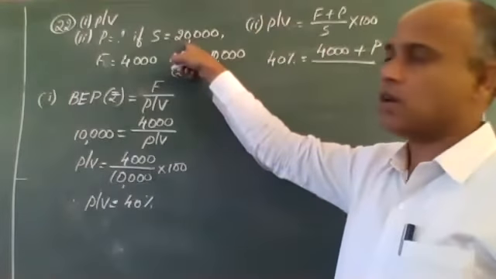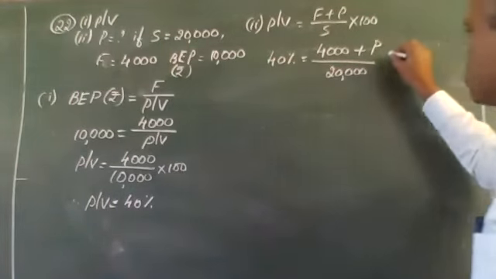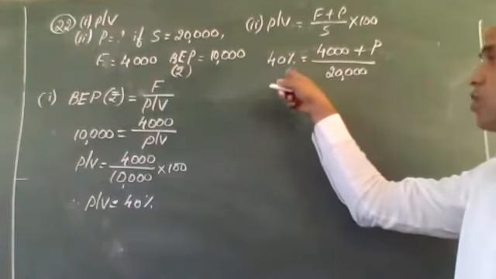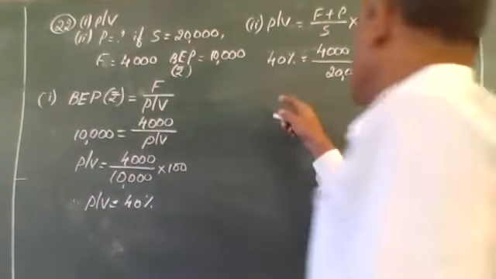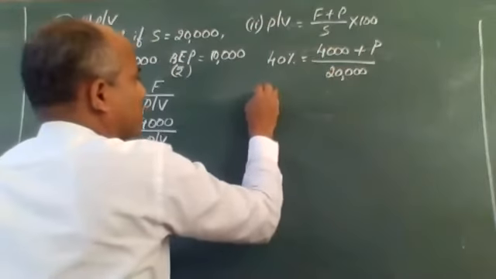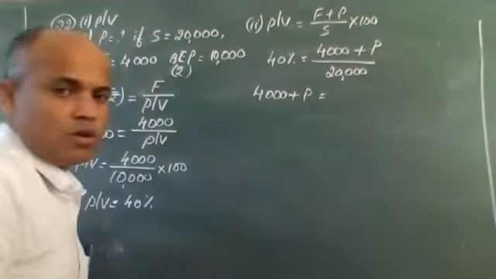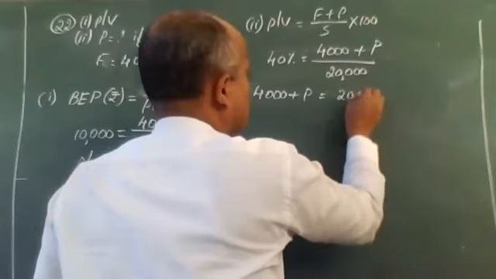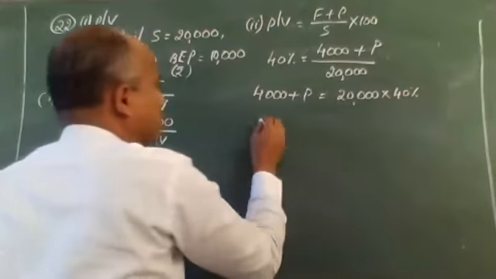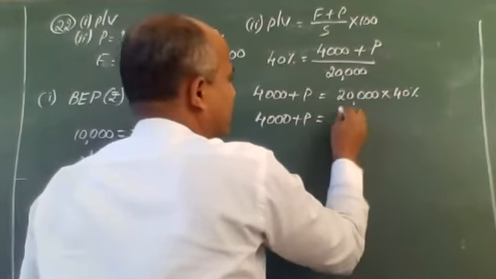He gave a situation. If sales is 20,000, should I write into 100 here? Answer is no, because it's already in percentage. So 40% into 20,000 is equal to 4,000 plus profit. So 4,000 plus profit is equal to 20,000 into 40%. So 40% of 20,000 makes it equal to 8,000.